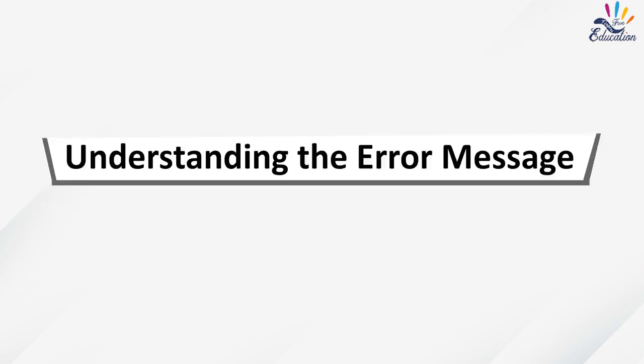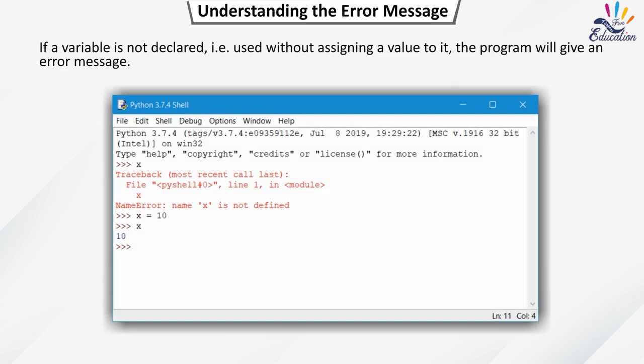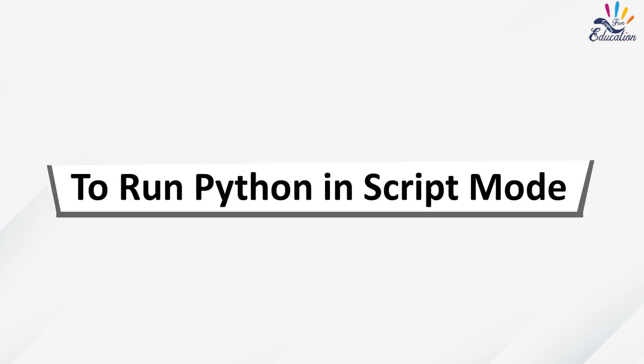Understanding the error message. If a variable is not declared, that is, used without assigning a value to it, the program will give an error message. Variable x without declaring it. Output: error. Declaring the variable x. To run Python in script mode.